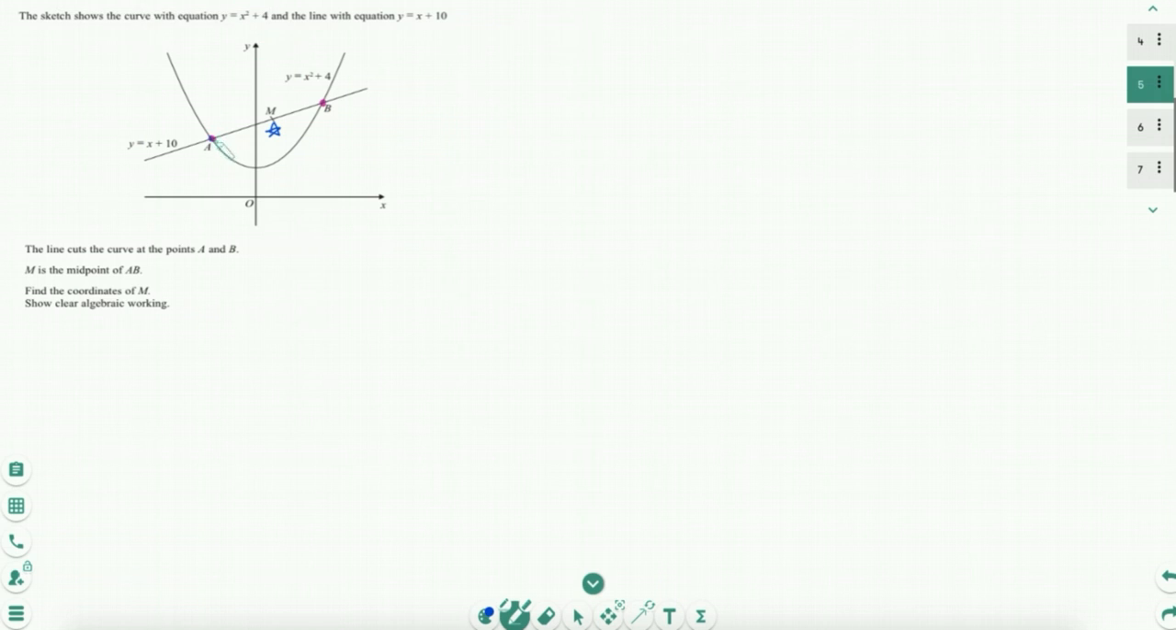Maybe I should find points A and B first. And once I'm able to find points A and B, I can just take the averages of the x coordinates and then take the averages of the y coordinates to find the midpoint. So how do we find points A and B? Well, A and B are basically the intersections between the curved line and the straight line. If you're ever asked to find the intersections between two lines, all you have to do is set both equations equal to each other. So our first equation is y equals x squared plus 4. Our second equation is y equals x plus 10. And we just have to solve this simultaneous equation.